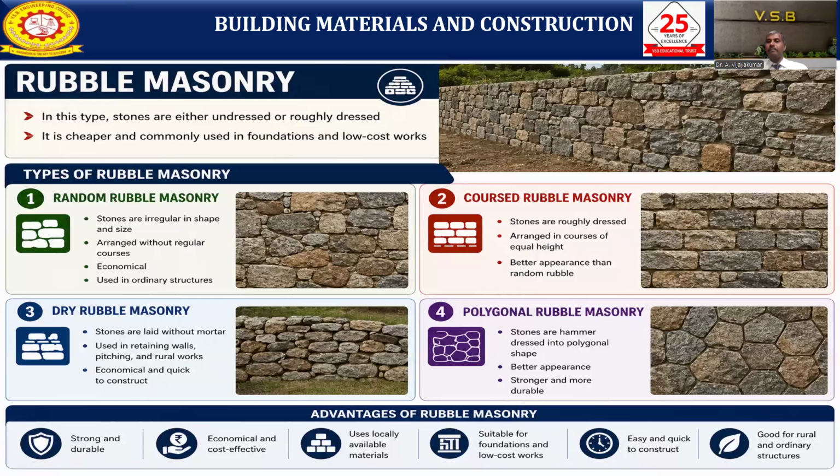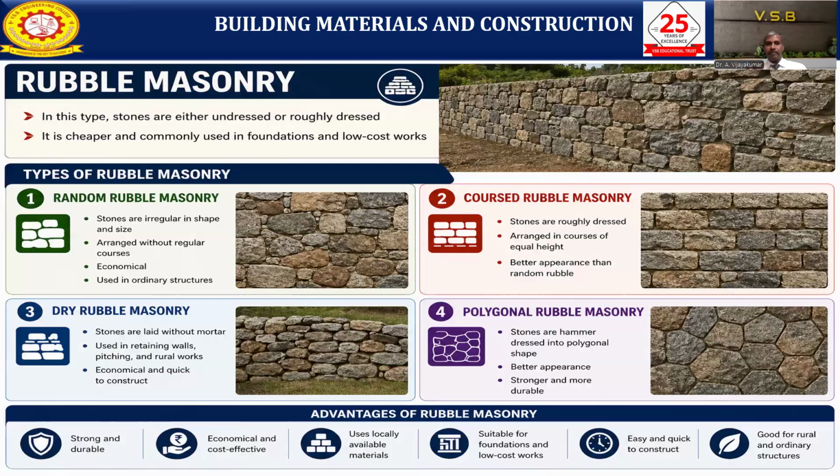Next is polygonal rubble masonry. The stones are hammered using the chisel and dressed so that we can make a polygonal shape. It gives a better appearance compared to all the other masonry. It is very strong and durable. What is required here is a skilled person, because we need to make the stone into a polygon shape, and only then can we do the construction work.